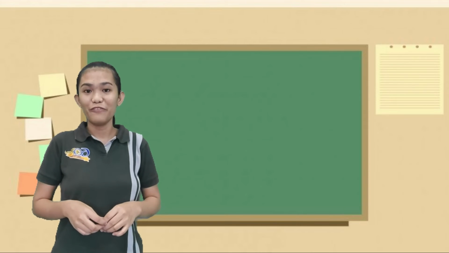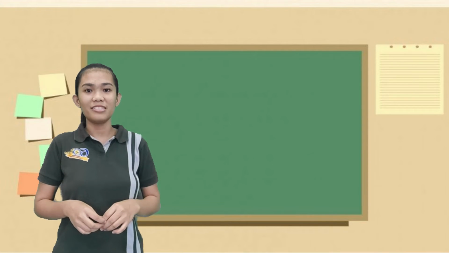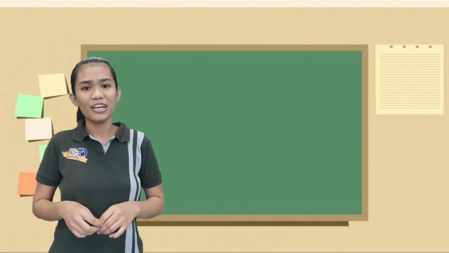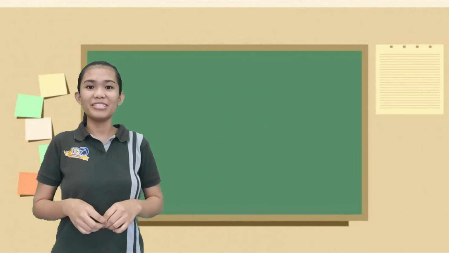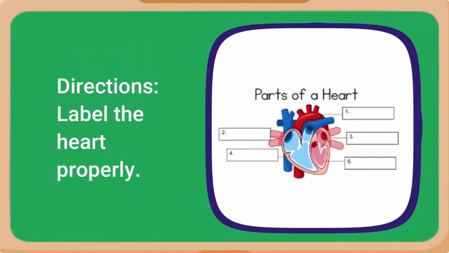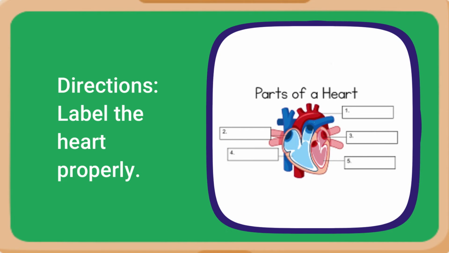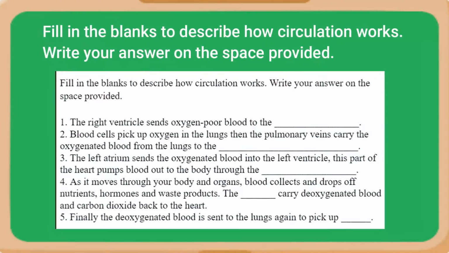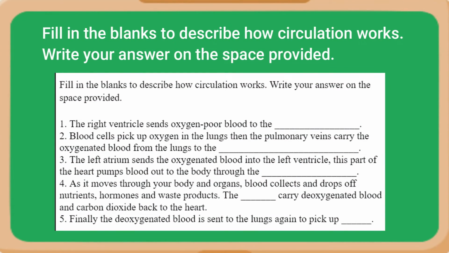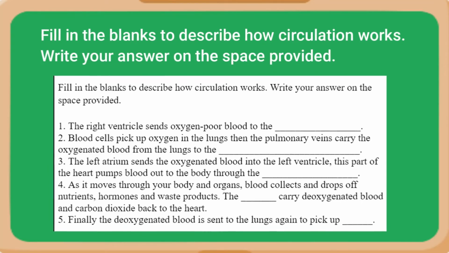Now that you know the different parts of our circulatory system and how the circulation happens, let us proceed to our activity. Activity 1. Directions. Label the heart properly and do it for 5 minutes. Activity 2. Fill in the blanks to describe how circulation works. Write your answer on the space provided.